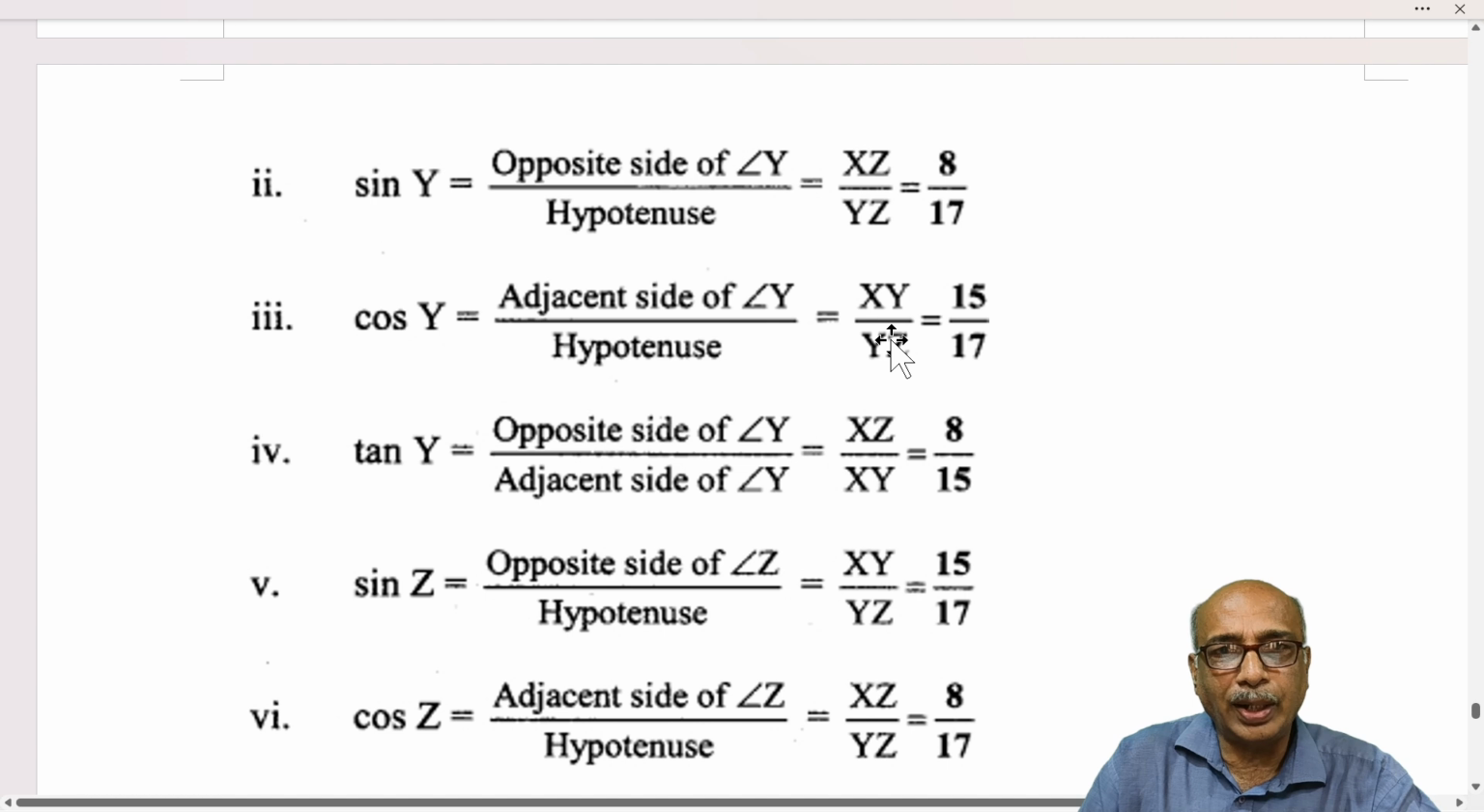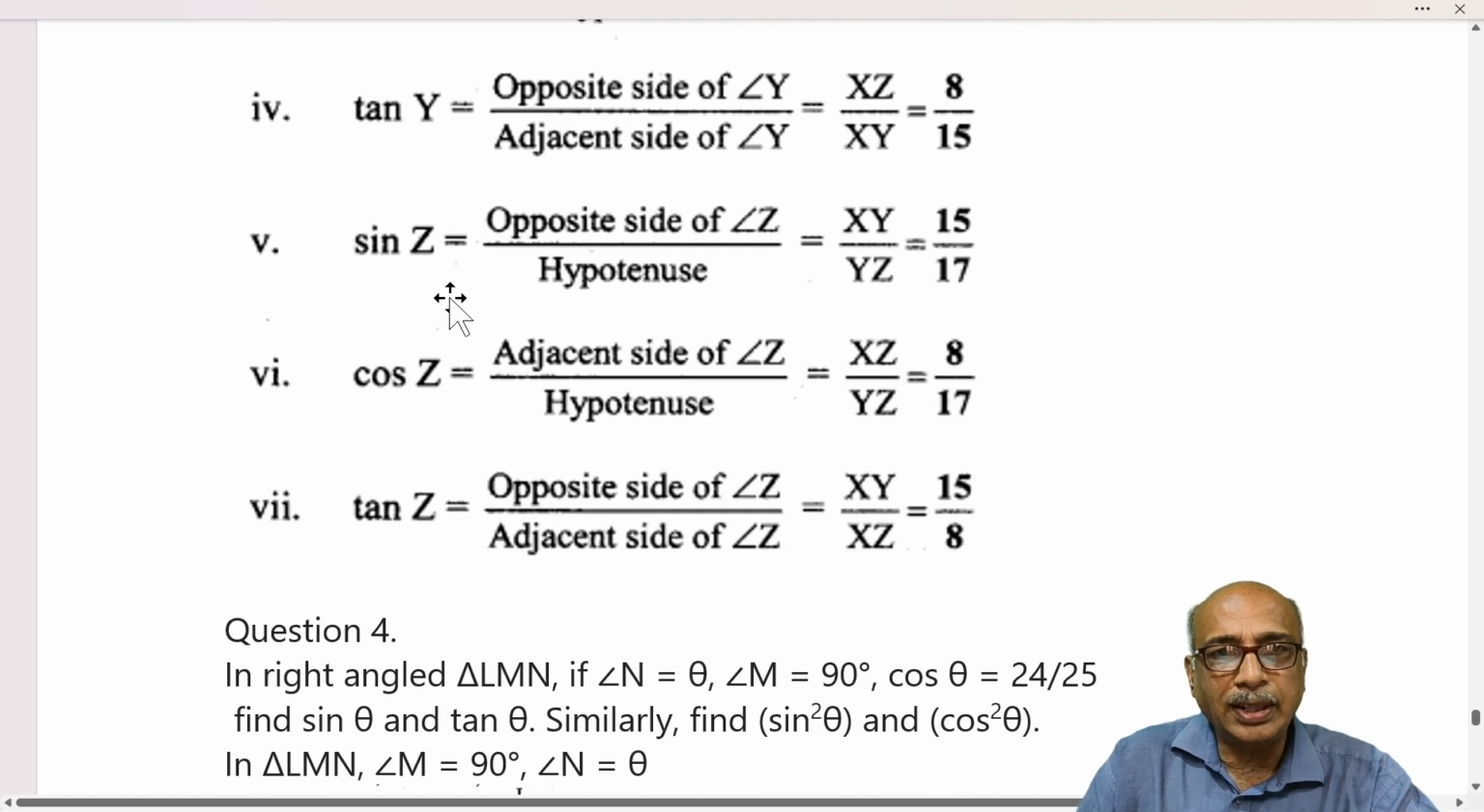Cos Y equals XY upon YZ equals 15 by 17. Tan Y equals XZ upon XY equals 8 by 15. Sin Z equals XY upon YZ equals 15 by 17. Cos Z equals XZ upon YZ equals 8 by 17. Tan Z equals XY upon XZ equals 15 by 8. Here I am not explaining every statement, that opposite side, adjacent side, hypotenuse side. Now you know, practice will make you perfect.